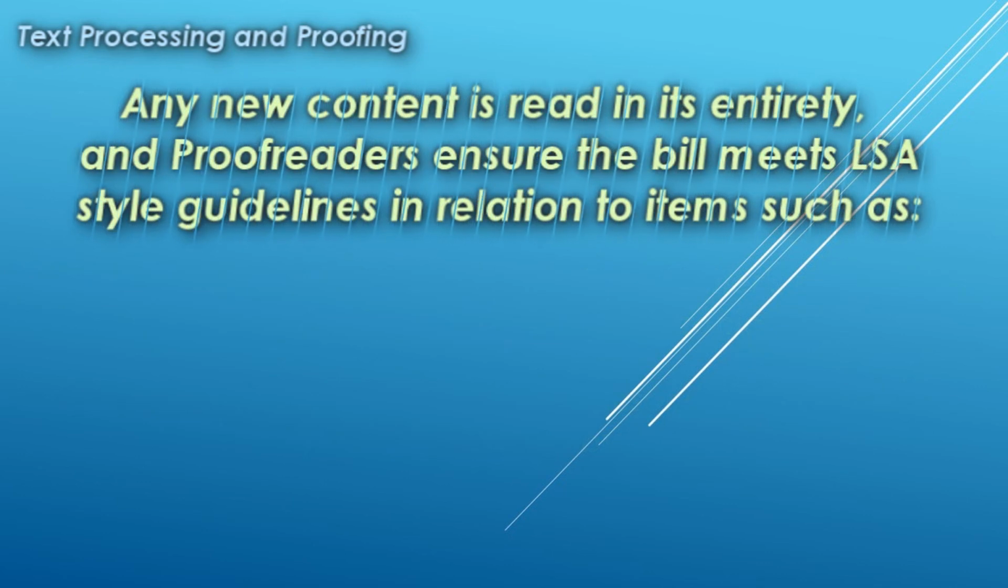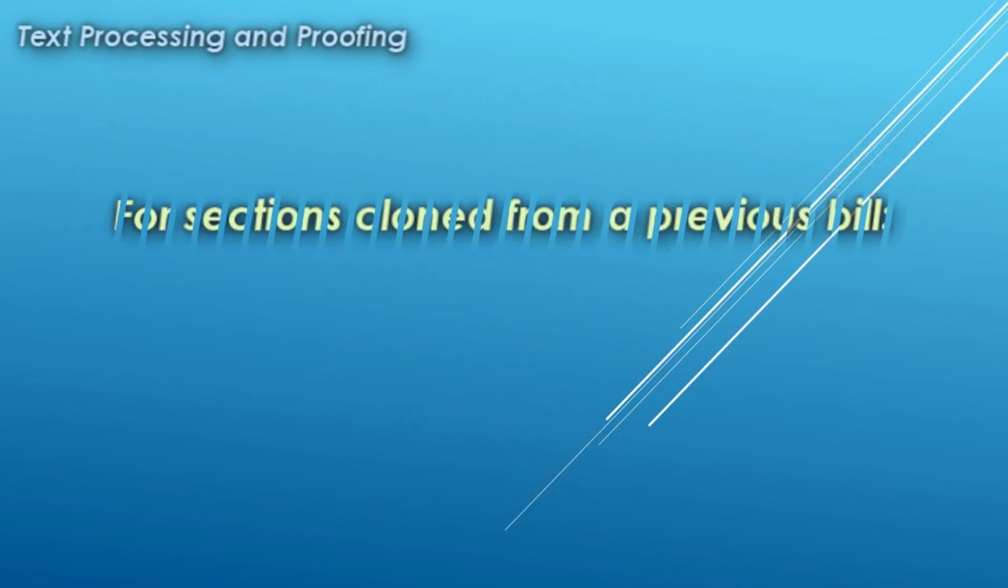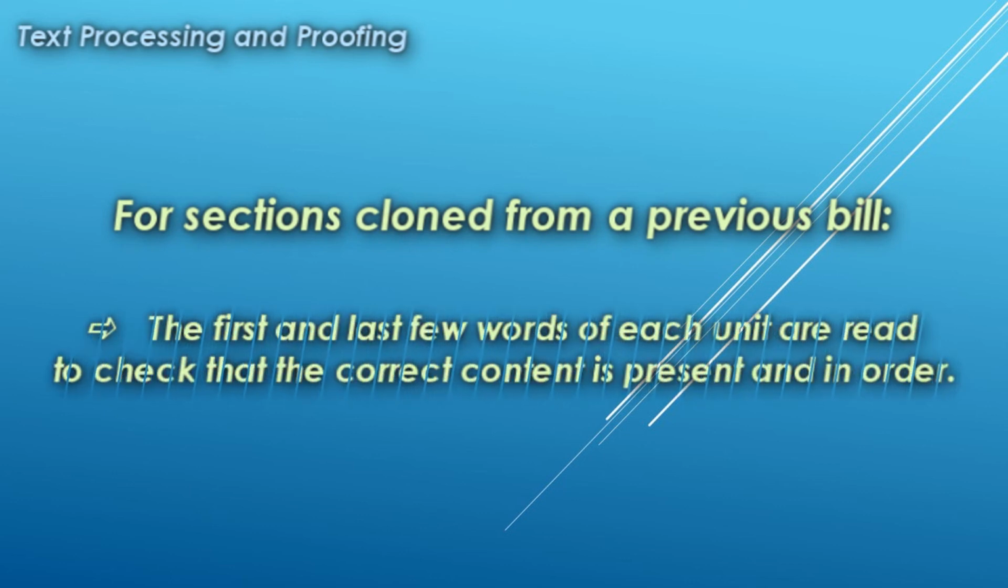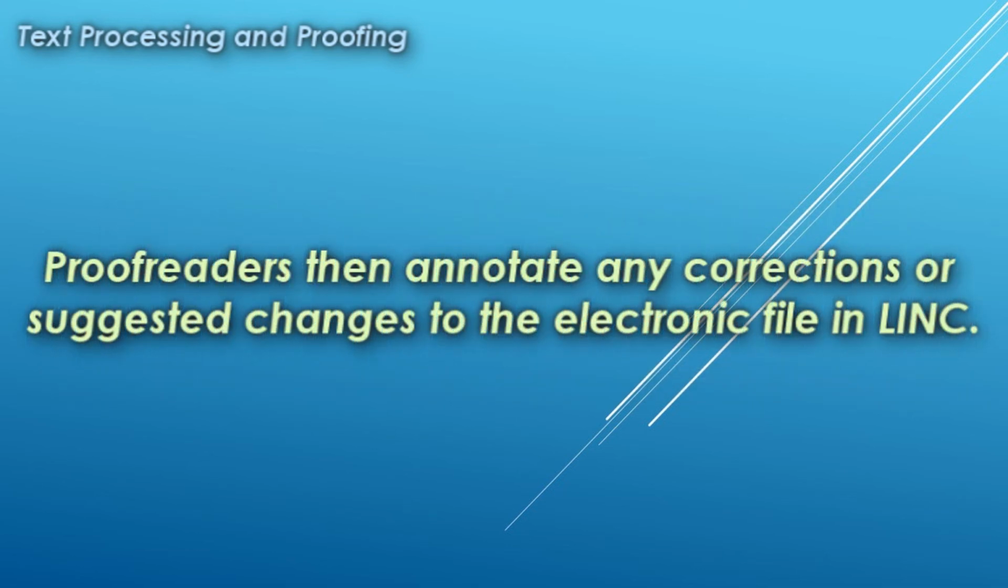Any new content is read in its entirety, and proofreaders ensure the bill meets LSA style guidelines in relation to items such as code hierarchy, bill section order, grammar, and punctuation. For sections cloned from a previous bill, the first and last few words of each unit are read to check that the correct content is present and in order. Proofreaders then annotate any corrections or suggested changes to the electronic file in LINK.